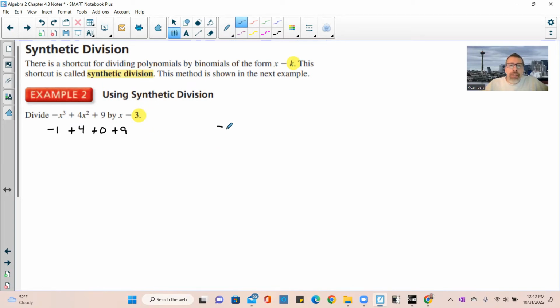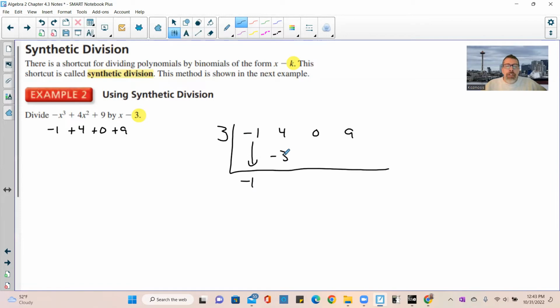So to begin this, you put your k out in front, you draw a box like so. Let me draw that a little bit better. Okay. And you put the coefficients of your f of x inside: -1, 4, 0, and 9. You always bring down your first term and put it down below this line. You multiply here. 3 times -1 is -3, and you put your product under your next term.